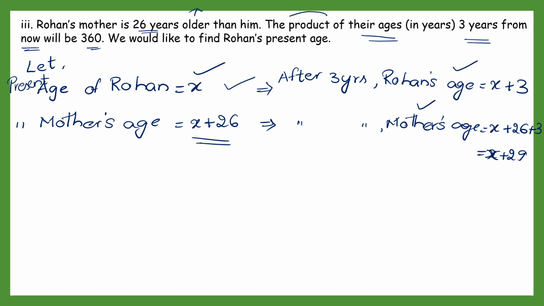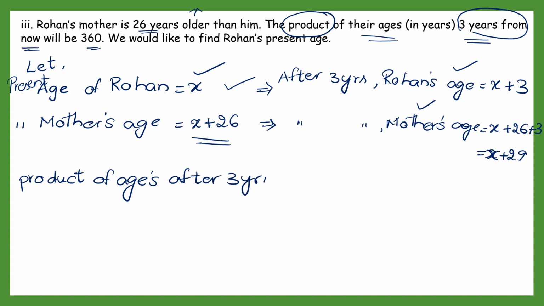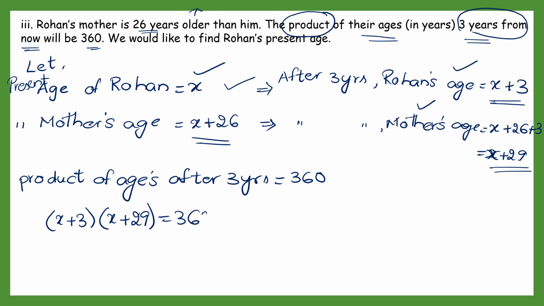Now they are telling product of their ages 3 years from now is 360. Product of ages after 3 years is 360. So, product means what? Multiplication. Rohan's age after 3 years is x plus 3, into mother's age after 3 years, what did we get? x plus 29. Product, so multiplication is equal to 360.